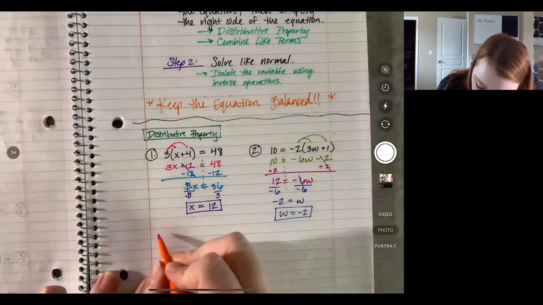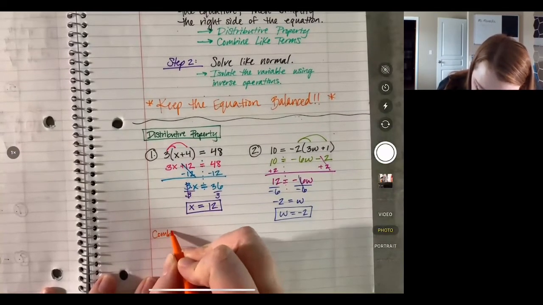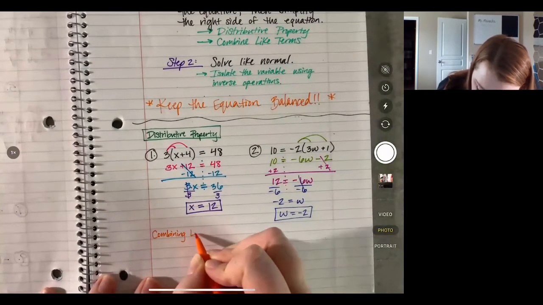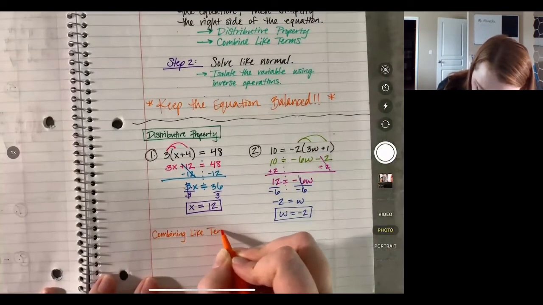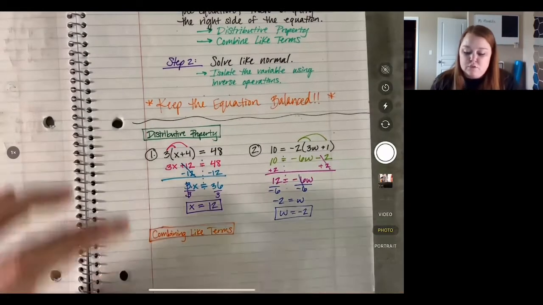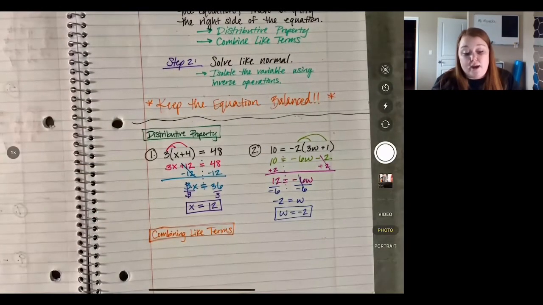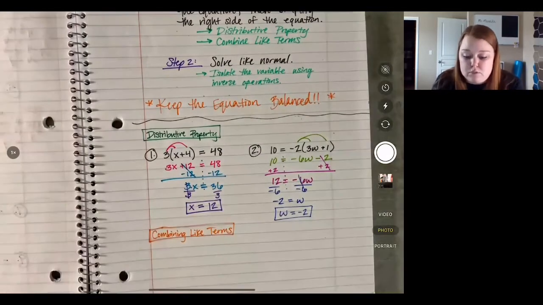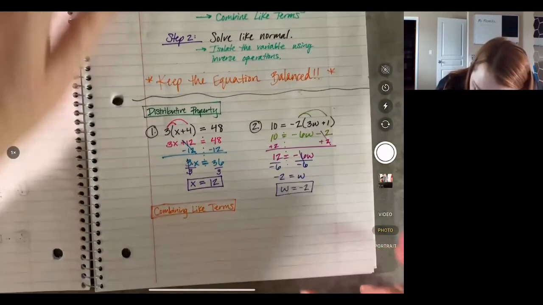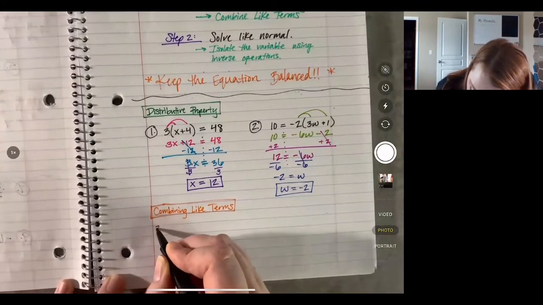Okay, so we're going to go to our next little chunk of notes, which is combining like terms. In these first two equations, we used distributive property to simplify. Now we're going to do combining like terms to simplify. So here's number 3, number 4.